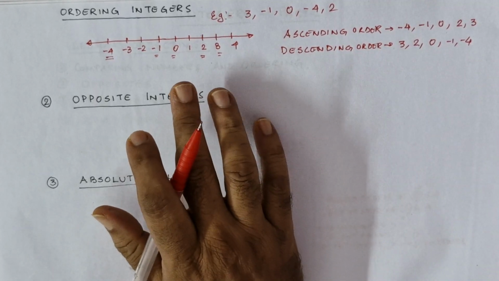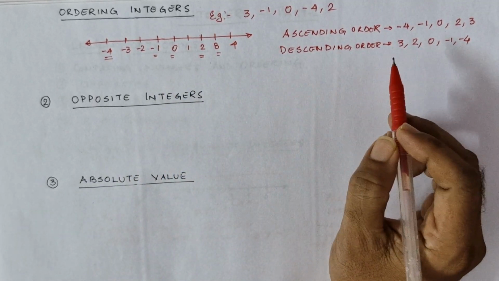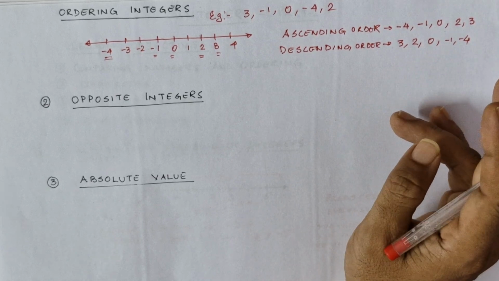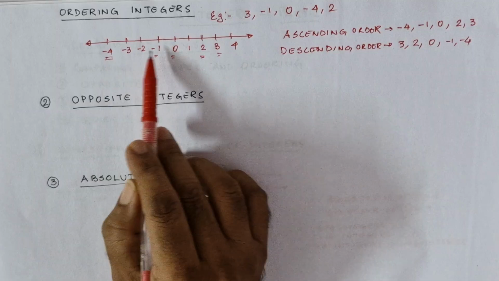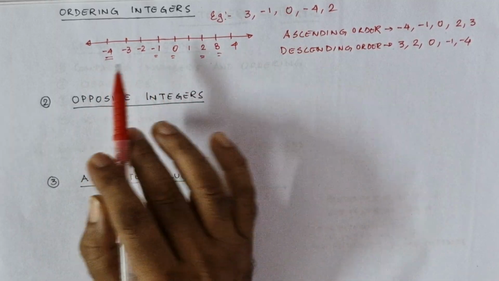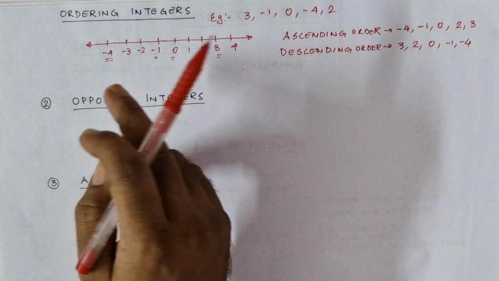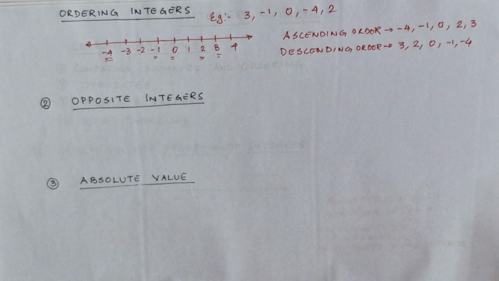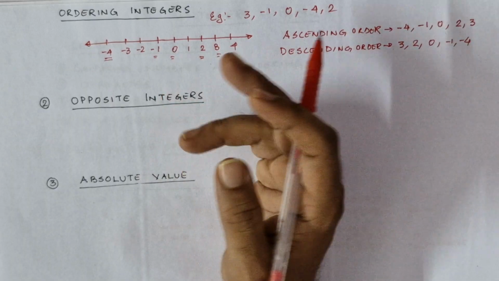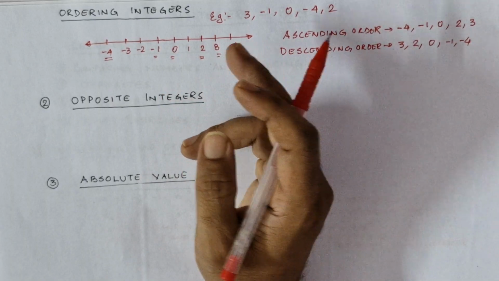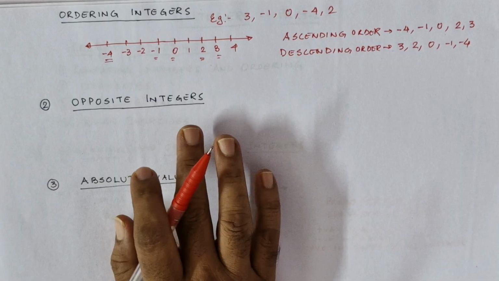So now you can order integers either in ascending order or descending order. Be very, very careful when you are arranging negative integers, right? Always remember this one. Got it? The last point I told you, that if you are comparing two negative integers, the smaller number of the negative integers is always greater between the two. Okay, next come to opposite integers.